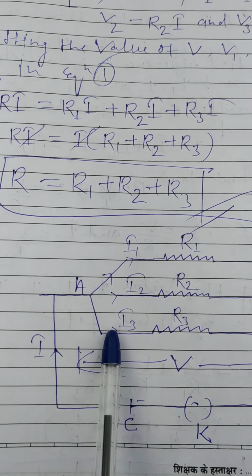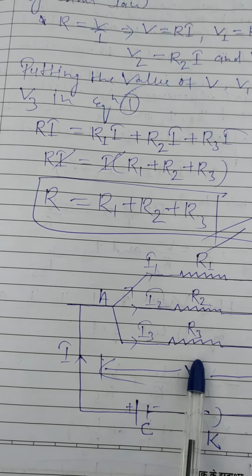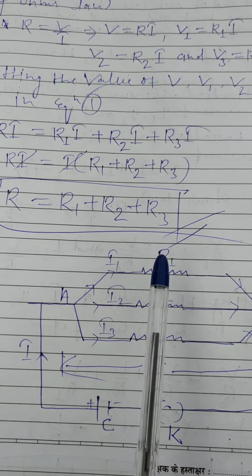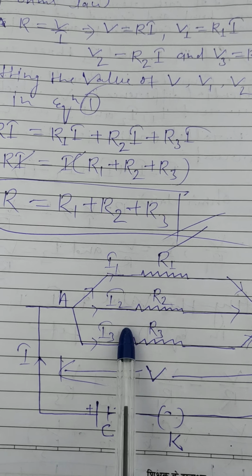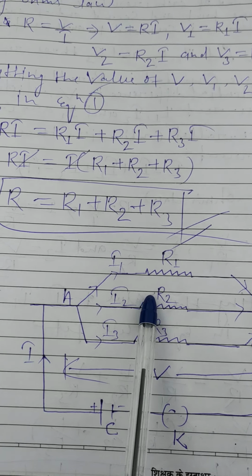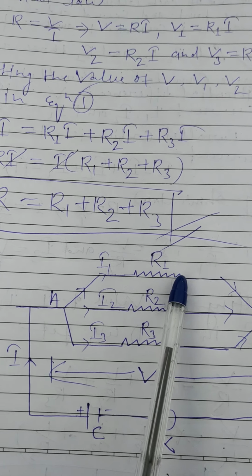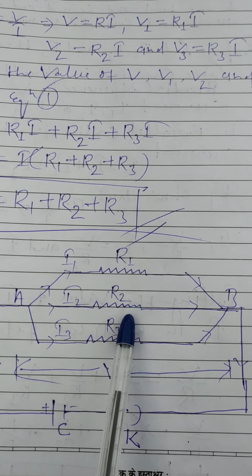Second, parallel combination of resistance. R1, R2, R3 three resistances. Definition: first end of each resistance is connected to one point A, and second end of each resistance is connected to another point B.